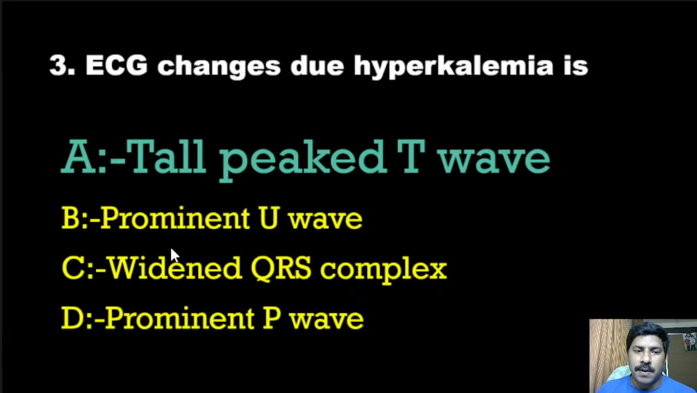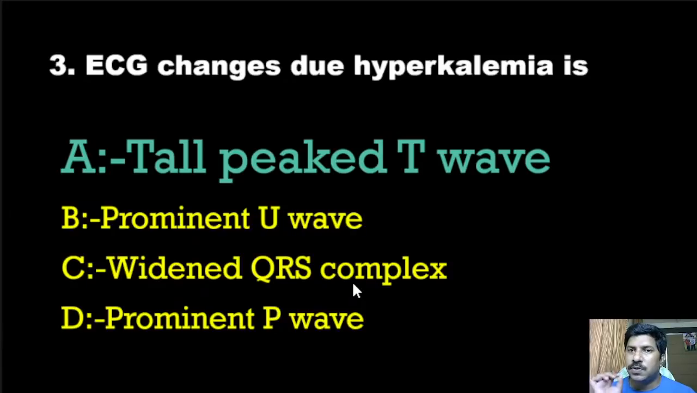At the same time, prominent U wave is seen in hypokalemia. Inverted U wave: inverted means downside. Inverted U wave is seen in myocardial ischemia or MI condition also. But upside U wave, that is prominent U wave, is in hypokalemia. Inverted U wave is myocardial ischemia.